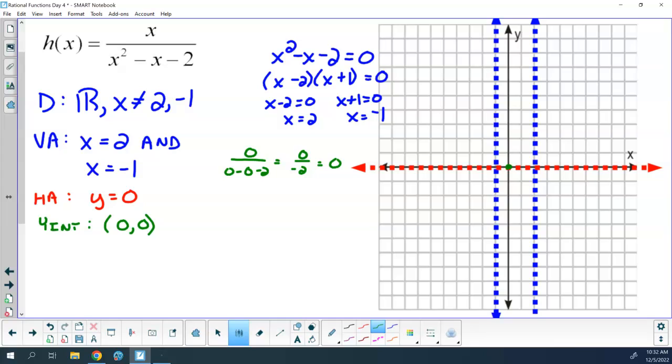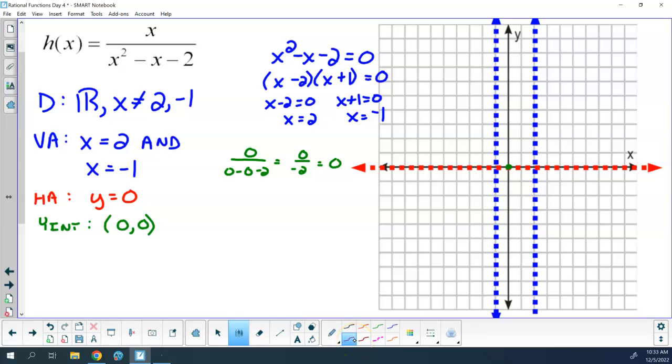Your function can cross a horizontal asymptote. It can't cross a vertical asymptote, but it can cross a horizontal one. Just so you know, I won't write this down. Functions can cross a horizontal asymptote. So this is mathematically sound. It won't cross it at the extremes, at positive or negative infinity. It'll cross somewhere in the middle, somewhere that you can see it. Okay?